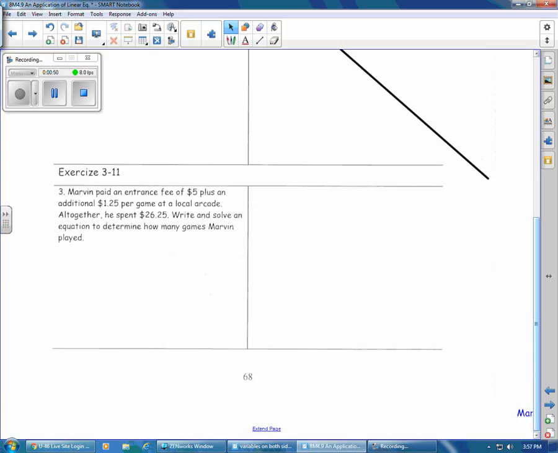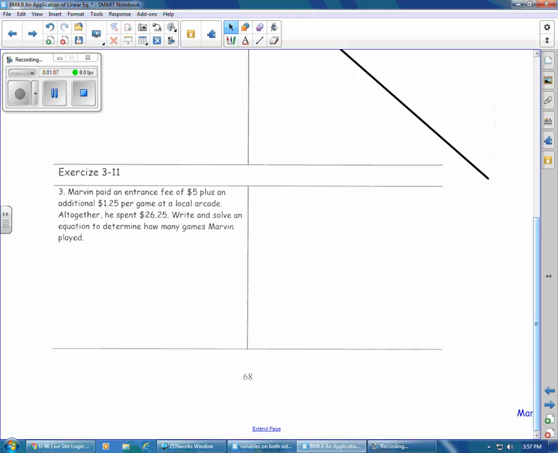With this particular lesson, we could either do that first multi-step equation problem with the one exercise, or we could do exercises 3 through 11. So we're going to choose to do the 3 through 11. So let's start with Marvin.